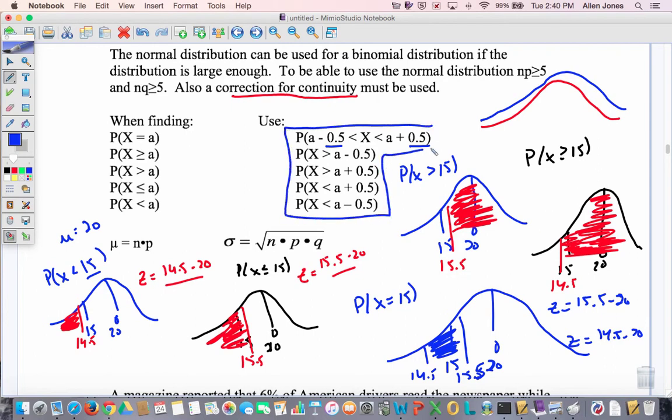I think the drawings probably make more sense to most of us, but if you want to memorize these two criteria, by all means go ahead. But again, the shading should help us decide whether to add or subtract 0.5 as our correction for continuity.